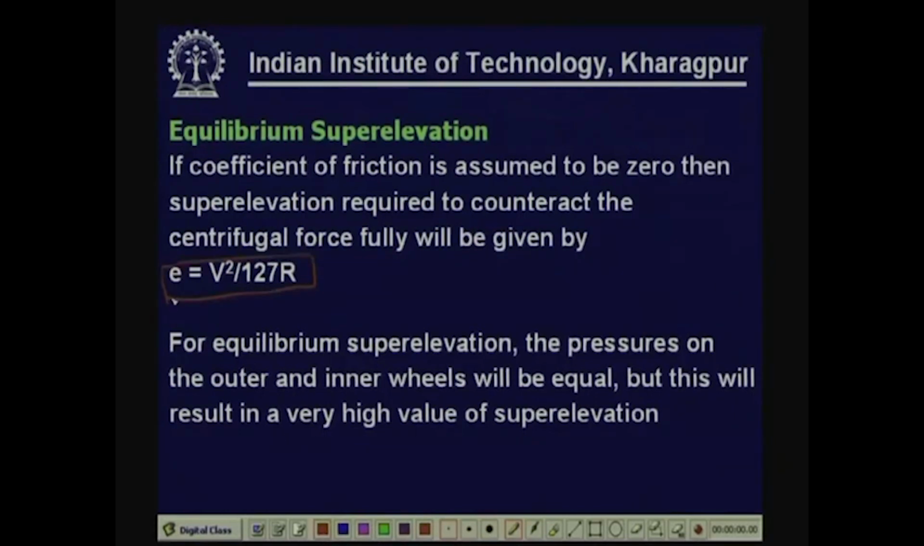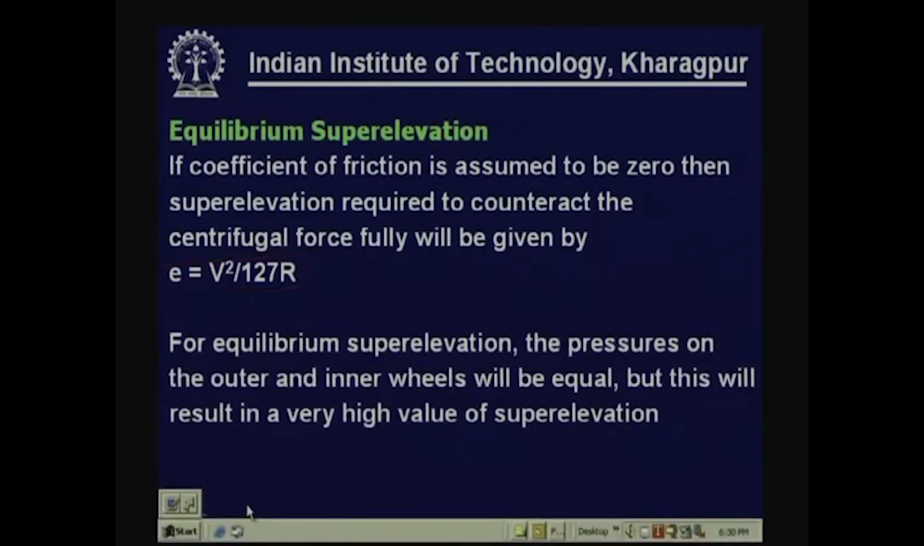Now, for equilibrium super elevation, the pressure on inner and outer wheels will be equal because of the effect of super elevation, but this will result in a very high value of super elevation. So, normally we try to counteract the centrifugal force with the help of both super elevation as well as the coefficient of friction.